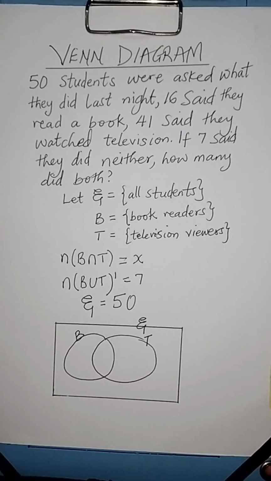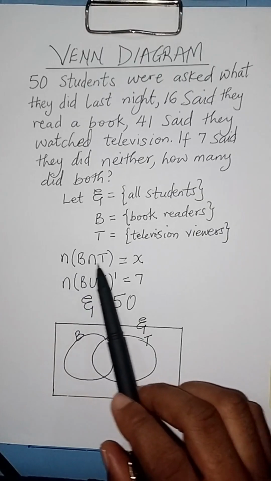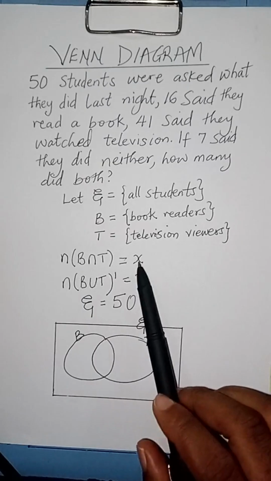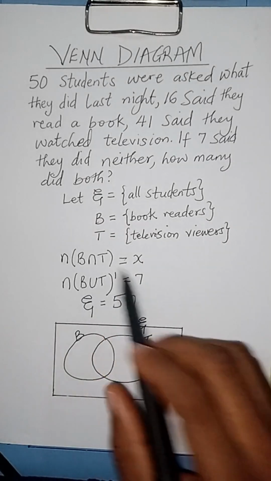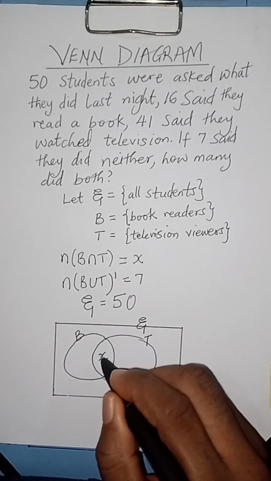Now the next thing is to put the values into each of the sets. So let's start with the intersection. The number of those that read a book and watch television is X. And this point of intersection is what you have here. So your X will be here. So that's the first step.